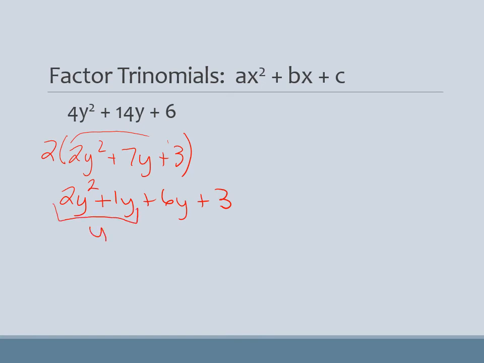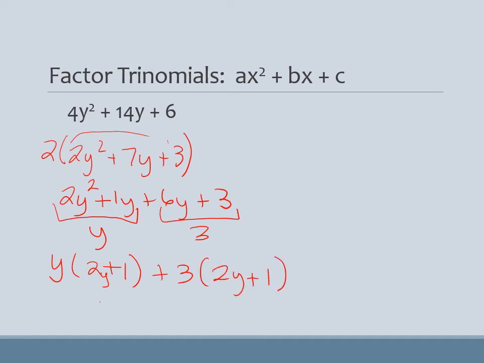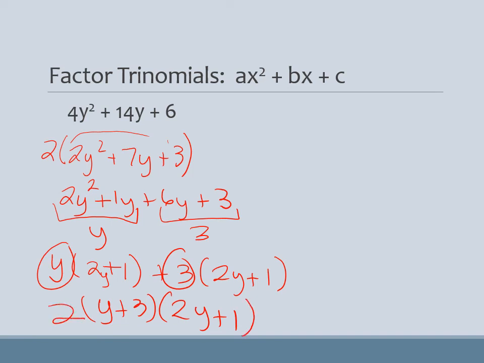And I'm going to factor out a y from the first pair. I get y times 2y plus 1. Out of the second, I factor out a 3. And I get 2y plus 1. So I get y plus 3 from here and here, and 2y plus 1. Now I factored out a 2 originally, and that's going to go out in front, because all of your factors should multiply to what we started with.